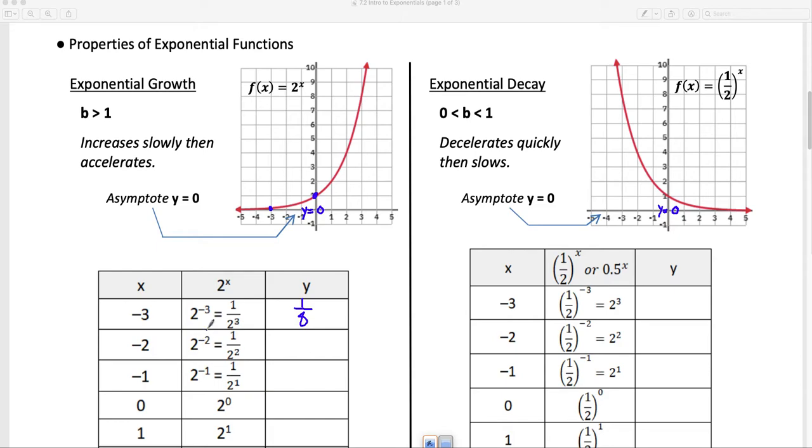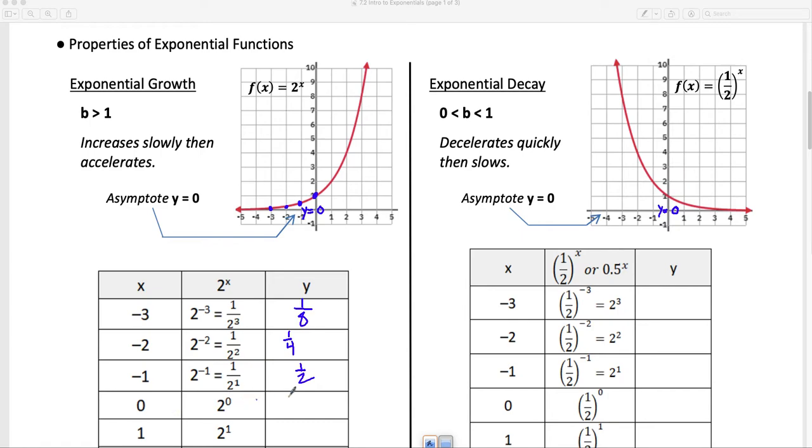Okay, now I put in -2. Again, it's a reciprocal. So 1 over 2 squared, which is going to give me a 1/4. And if I look over here, that's about where I am. My y value is between 0 and 1 and about 1/4. Okay, at a -1, I've got 1 over 2 to the 1st power. Anything raised to the 1st power is itself. So I have a -1 and a 1/2.